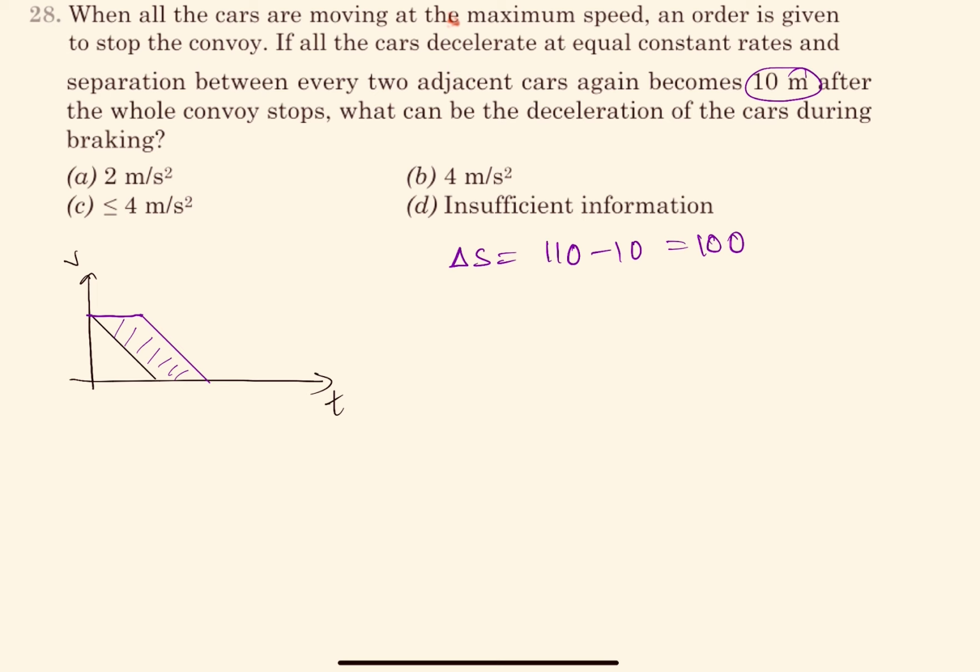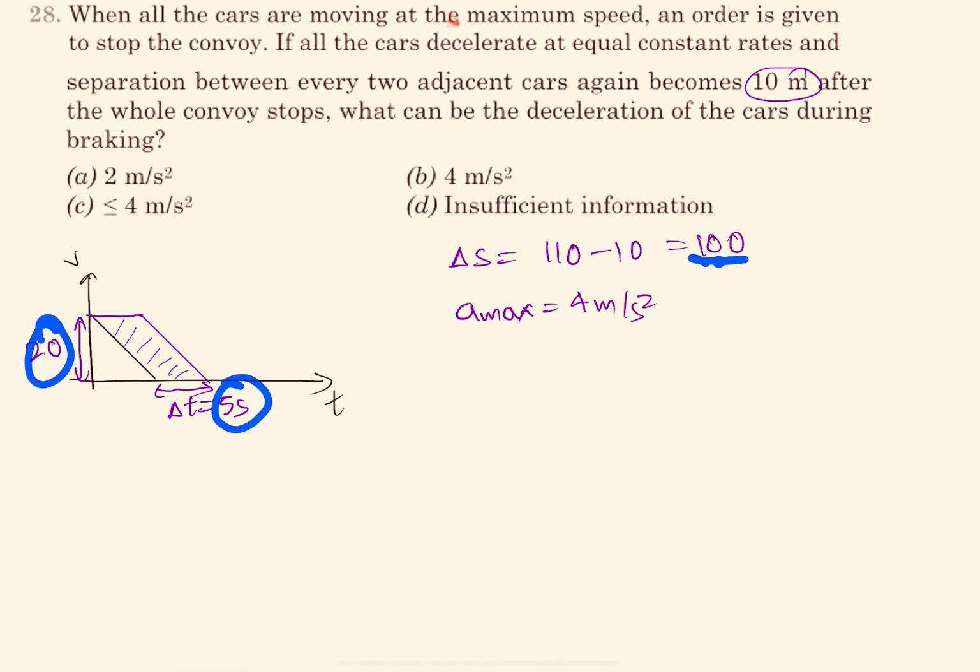So this area we know is 100, and we are supposed to find what could be the deceleration. So we know that the maximum deceleration is what? Maximum deceleration is 4 meter per second square. It cannot be more than that. But look at this graph. What do we want here? We want delta S to be 100. We know that this is 20. So we know that this time gap has to be how much? This time gap has to be 5 seconds. Then only the area 5 into 20 will be equal to 100. Only this is the requirement. There is no requirement for the slope.